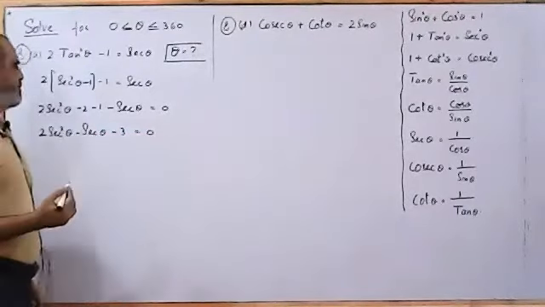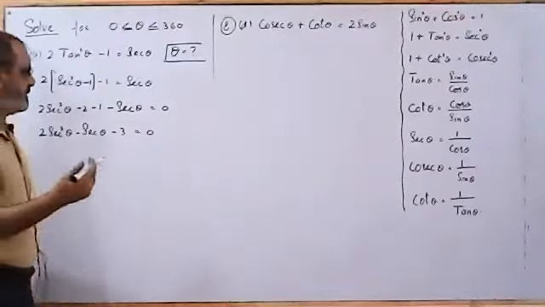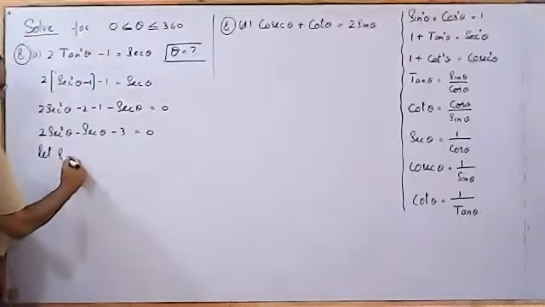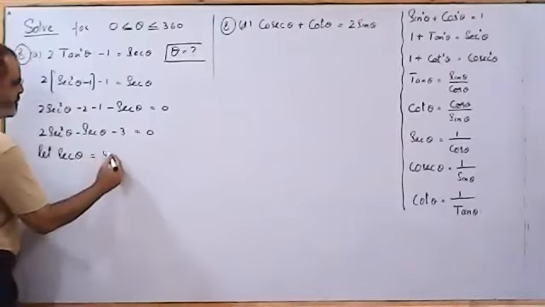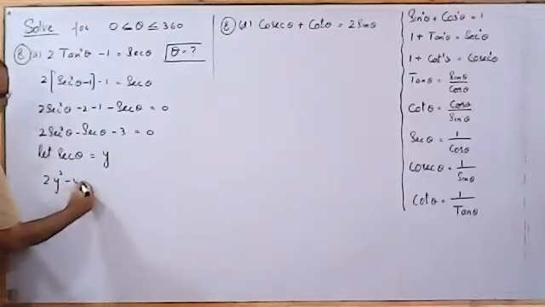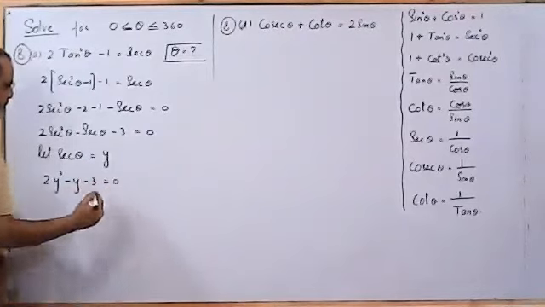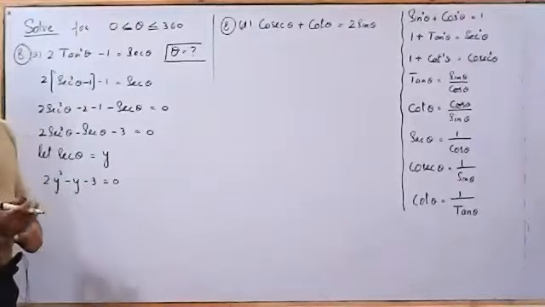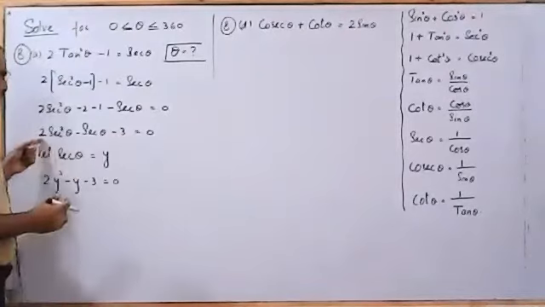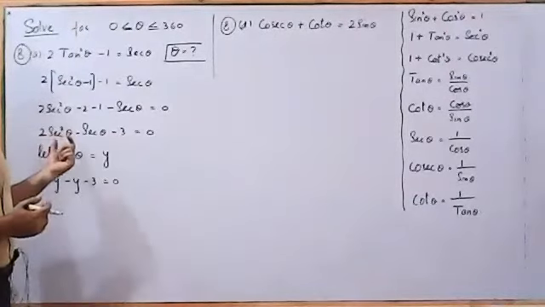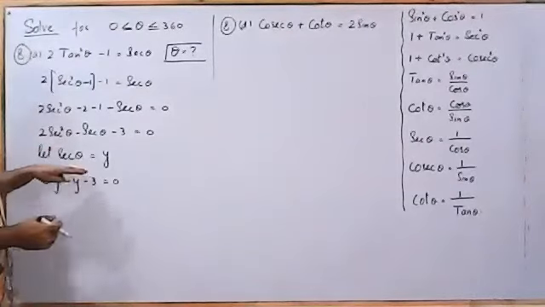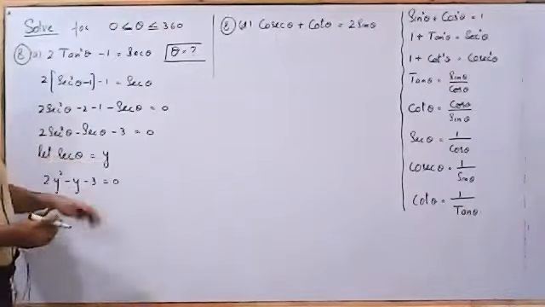Now we can suppose that secant theta is equal to y. So this equation becomes 2y square minus y minus 3 is equal to 0. To solve it, I have to factorize it. This step is not necessary. We can deal with the equation involving secant as well. It's not necessary. Just to make it look easier, we suppose secant theta is equal to y.